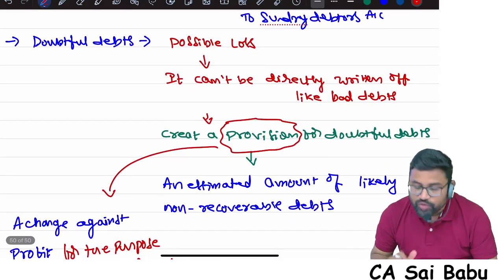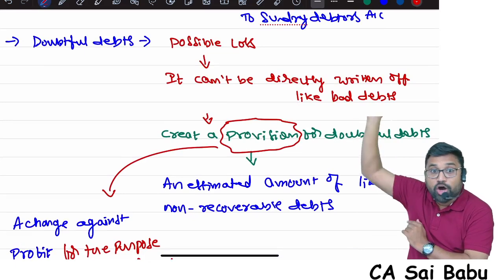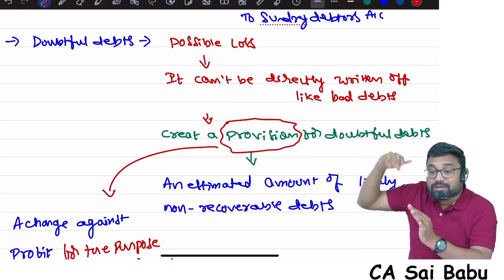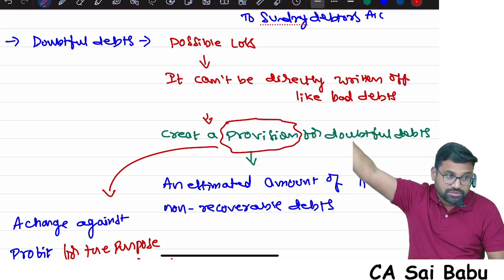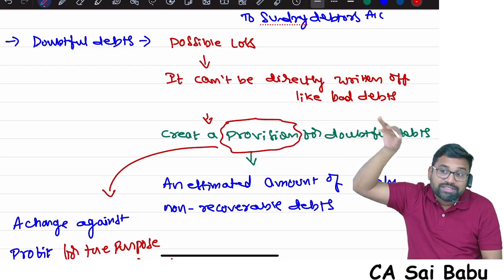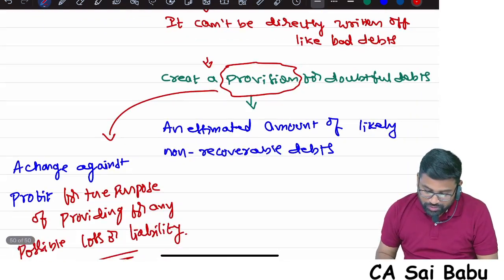Next, what about doubtful debts? It is not a confirmed loss, it is a possible loss. Suppose any customer does not pay the amount, it is a loss for me. It is a possible loss. So therefore, since it is not a confirmed loss, can I write it directly to P&L account as a loss? No. Instead, what can I do?